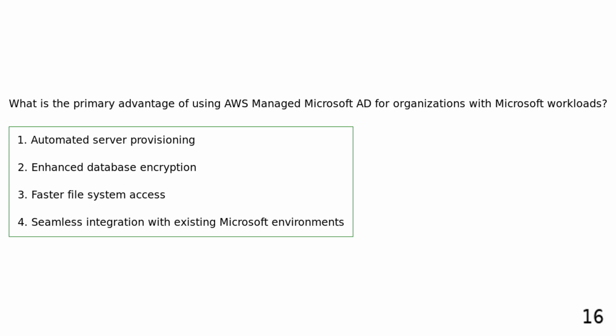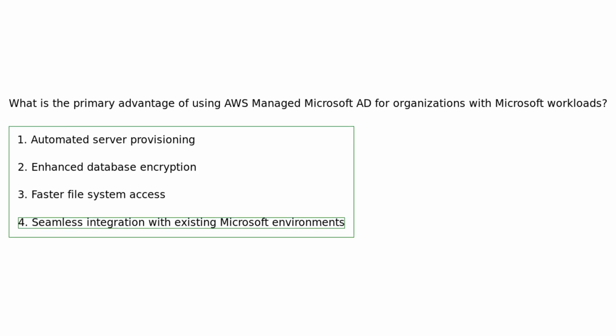What is the primary advantage of using AWS Managed Microsoft AD for organizations with Microsoft workloads? Automated server provisioning. Enhanced database encryption. Faster file system access. Seamless integration with existing Microsoft environments. AWS Managed Microsoft AD offers seamless integration with existing Microsoft environments, making it easier for organizations with Microsoft workloads to manage user access control and directory services.